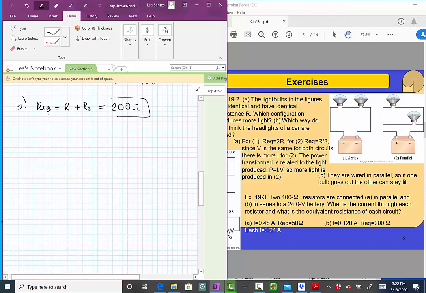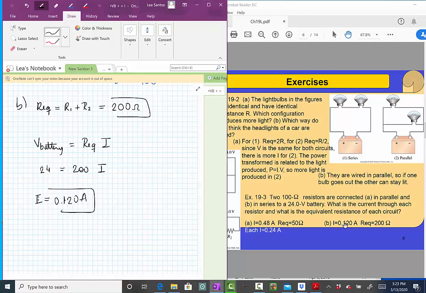So we are done here. How do we get to the current? We use Ohm's law. The potential difference of the battery is equal to R equivalent times I. The potential difference of the battery is 24. The equivalent resistance we got is 200. And then we get the I. You put the numbers and you get that this current is 0.120 amps, which is the answer that you see here.